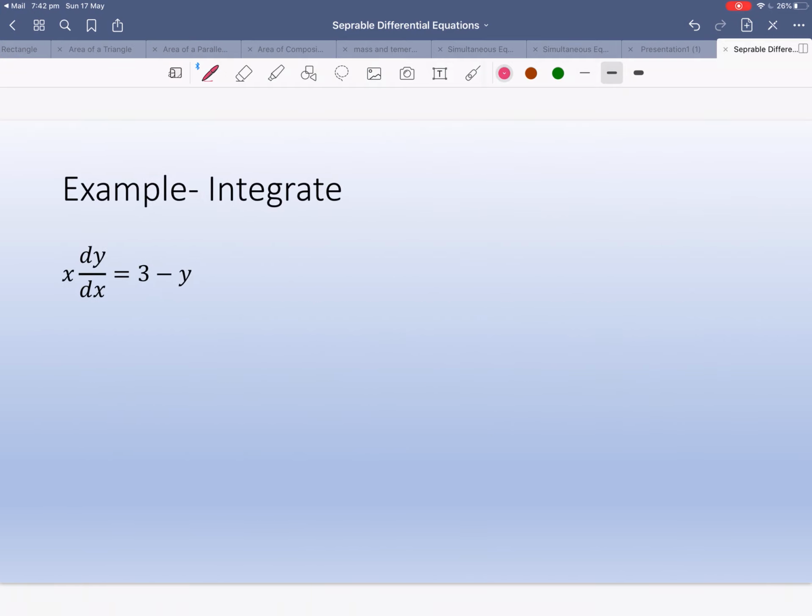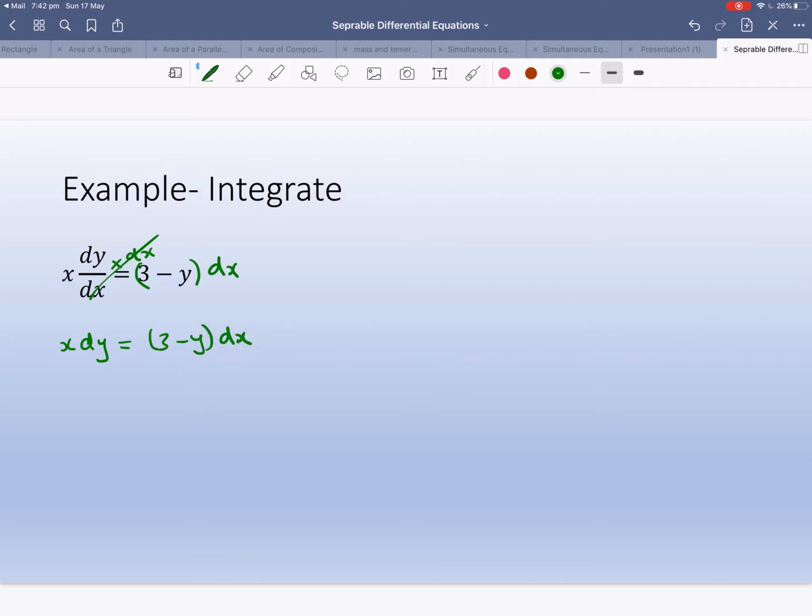Okay, so it says integrate this. What I'm going to do is exactly what the success criteria says, and I'm going to separate dx and dy. So the first thing I'm going to do is multiply both sides by dx, so that gets rid of it there. That means we've got dx over here. So I'm left with just x dy is equal to 3 minus y dx.